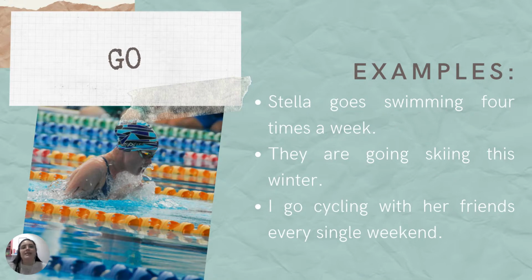Here we have, Estela goes swimming four times a week. This activity has ing and this sport needs the pool to be done. Or you need a huge place that has lots of water to practice swimming. Okay? Now, they are going skiing this winter. I already gave you the explanation of this. In order to go skiing, you need a place that has snow.